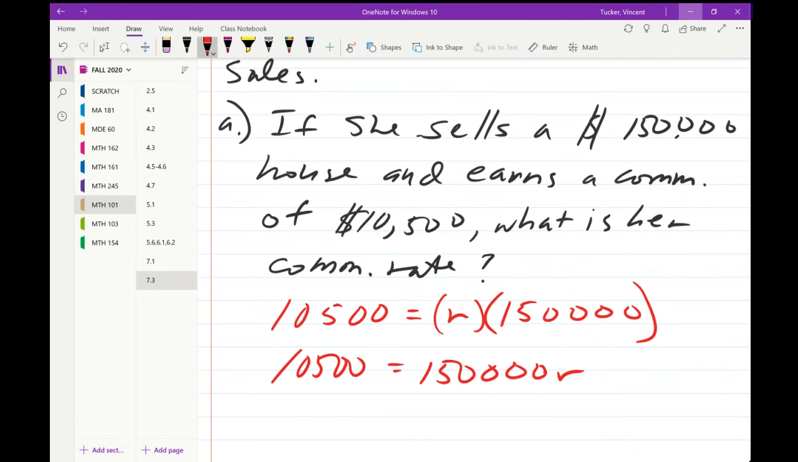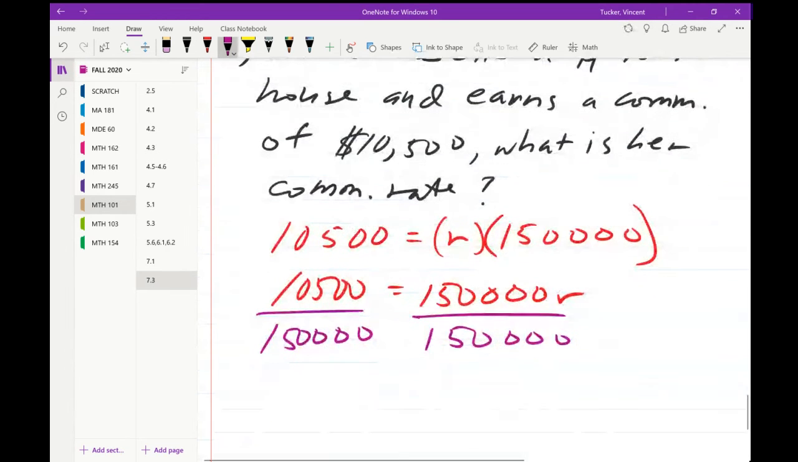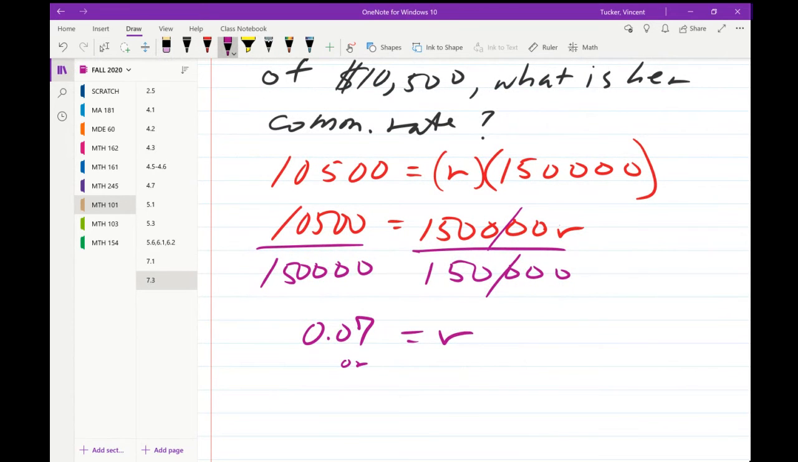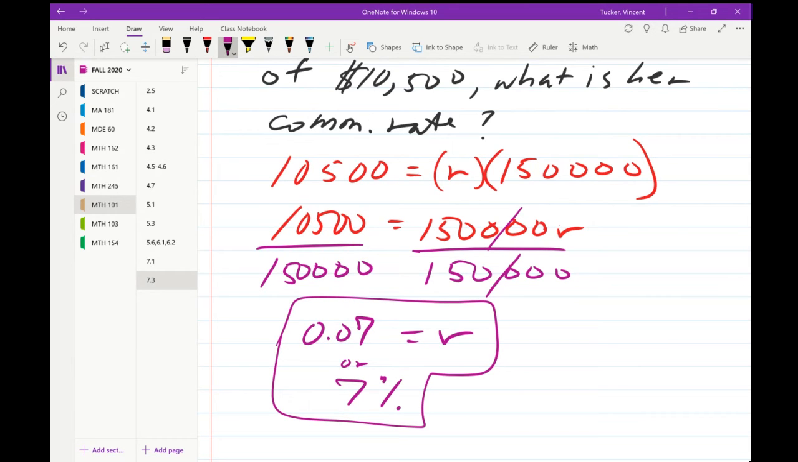So that's 10,500 equal to 150,000 R, divided by 150,000. And you know that R, you can use any variable. You could use X, you could use P, use anything just to represent the unknown. So the 150,000 will cancel out on the right. On the left, 10,500 divided by 150,000 is 0.07. Multiply that by 100 or move the decimal 2 places to the right. That would be 7%. So the commission rate would be 7%.